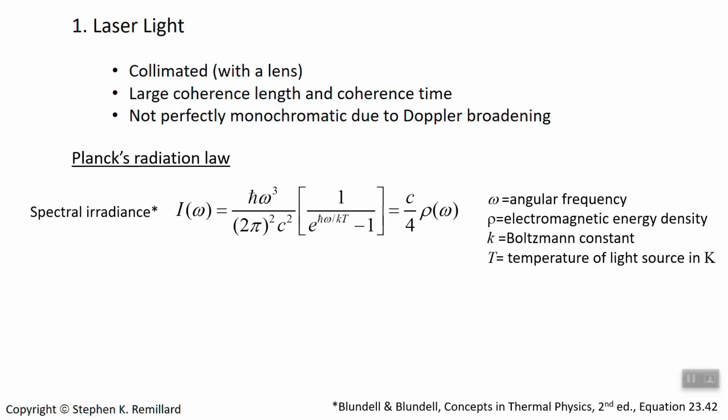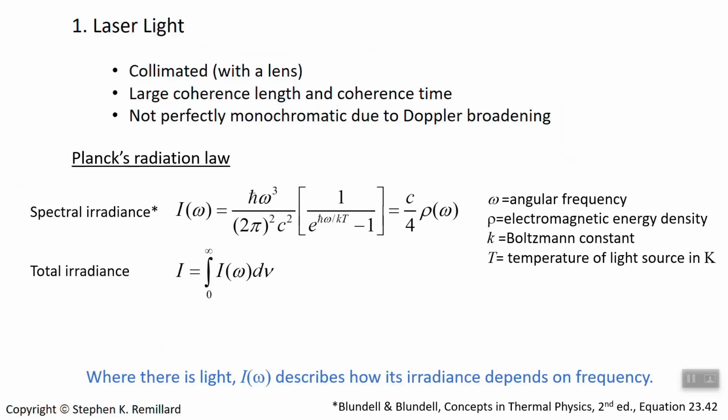The spectral irradiance is also related to the energy density, because what is in a light beam is electromagnetic energy traveling at the speed of light at c, and the spectral irradiance is given by the energy density in the electromagnetic wave times the speed of light over 4. And that is all worked out in thermostatistics textbooks such as Blundell and Blundell, referenced below.